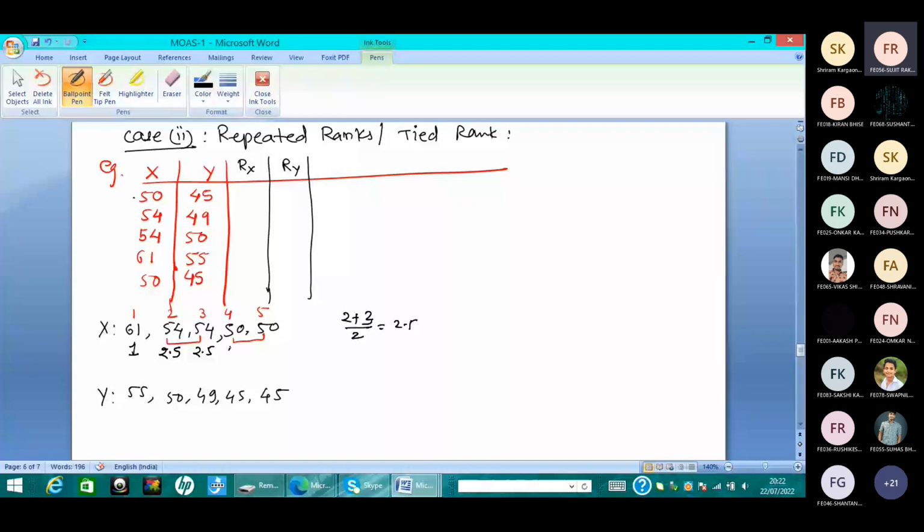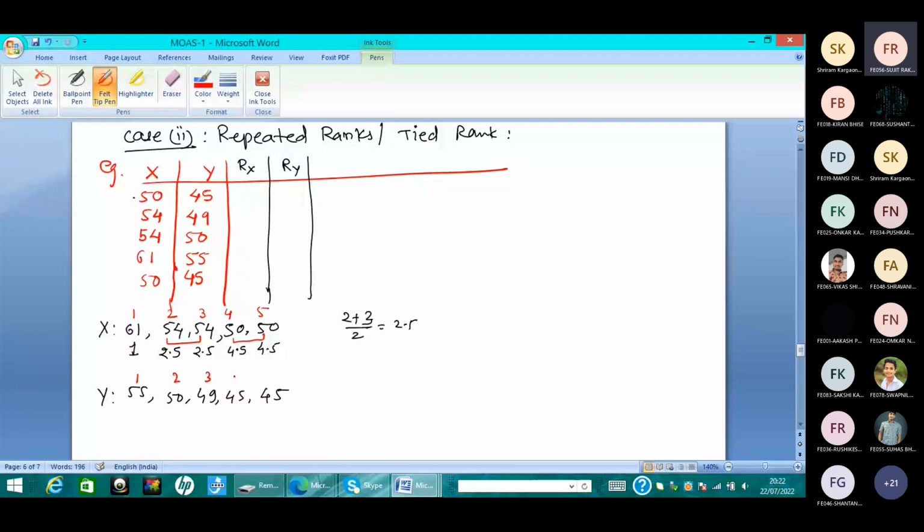Did you get it? If you understand, please blow your thumbs here. I need your response. Okay, good. Now here, basically there should be rank like this. There should be rank 1, 2, 3, 4, 5.